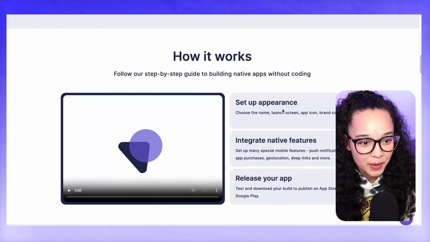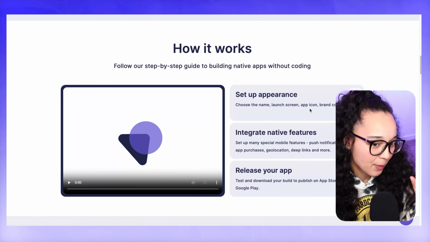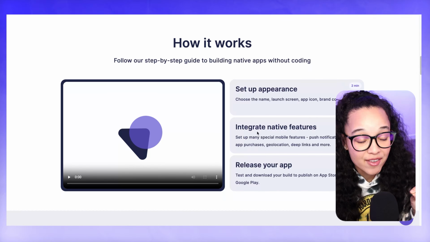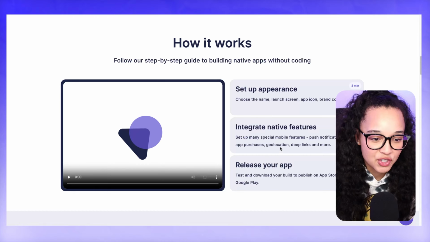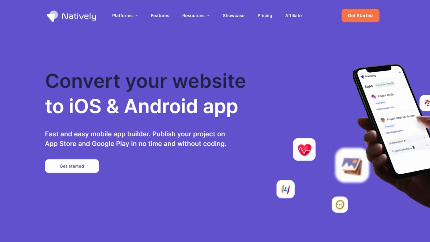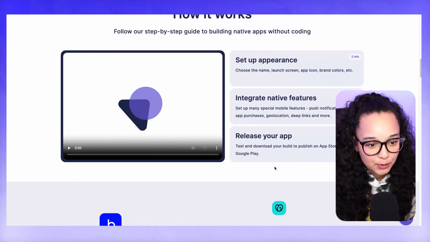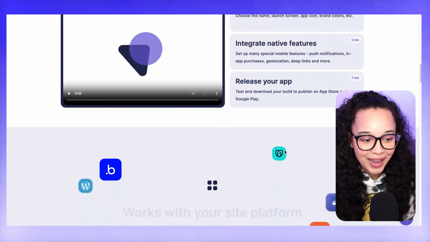You can set up your appearance, so you choose your name, launch screen, app icon, brand colors. You could have native features. A lot of the time when you have a website or even a progressive web app, you don't get access to native functions or native features. So things like push notifications, app purchases, geolocation, deep links, this natively allows you to do all of this. Test and download your build to publish on the App Store and Google Play.